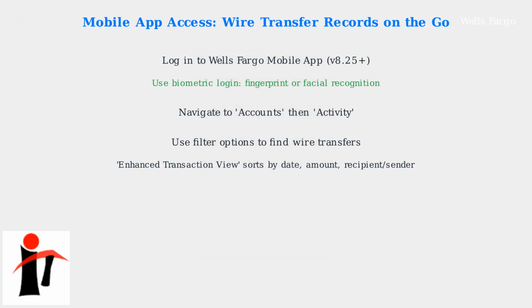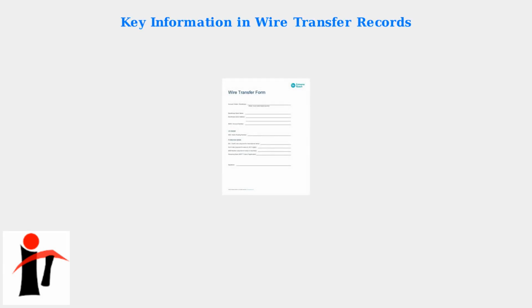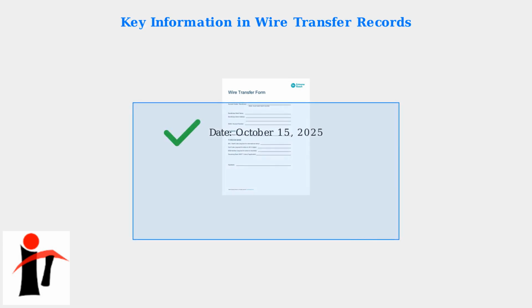Once you've located a wire transfer record in your Wells Fargo account, you'll see several key pieces of information displayed. This data is essential for verifying your transactions and addressing any potential issues. The first key information is the date of the transfer, which shows exactly when the wire was processed. This helps you track the timeline of your financial activities. Next is the amount of the transfer, clearly showing how much money was sent or received. This figure is crucial for confirming the transaction value matches your expectations.